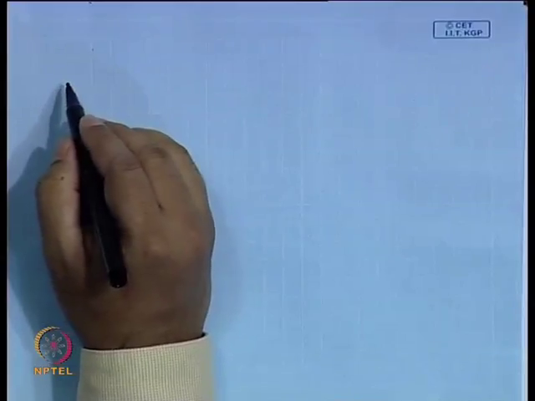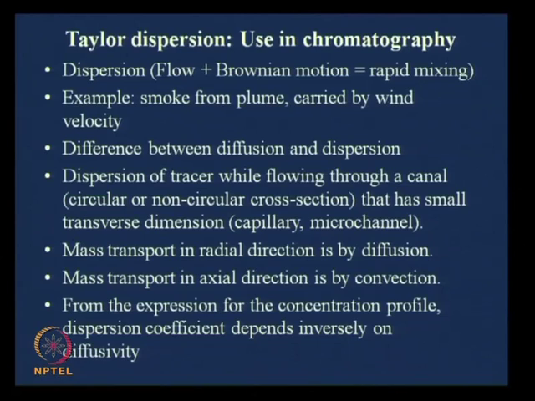What we need to do here is look at this PowerPoint slide. Let me recapitulate quickly what we talked about: Taylor dispersion and its use in chromatography. That is what we are interested in here. Dispersion is flow plus Brownian motion, which equals rapid mixing. An example is smoke from a plume carried by wind velocity. The difference between diffusion and dispersion, you know already by now.